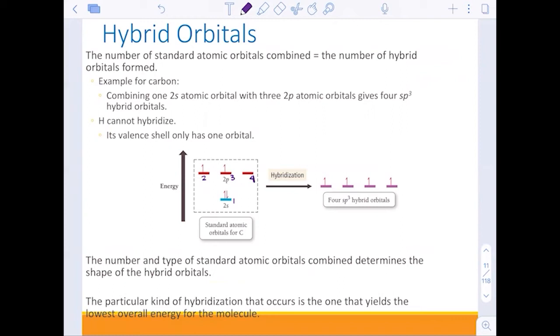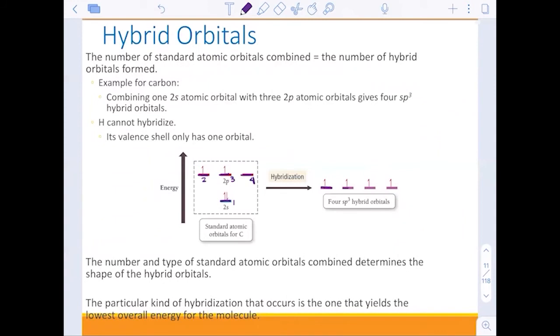Notice I counted all of the lines. I took an s, a p, and a p. And I hybridized them to make 1, 2, 3, 4 degenerate orbitals. Math has to work out. Whatever you put into the cupcakes, you get out of the cupcakes. And so if I put 4 atomic orbitals in, I will get 4 degenerate hybridized atomic orbitals out.